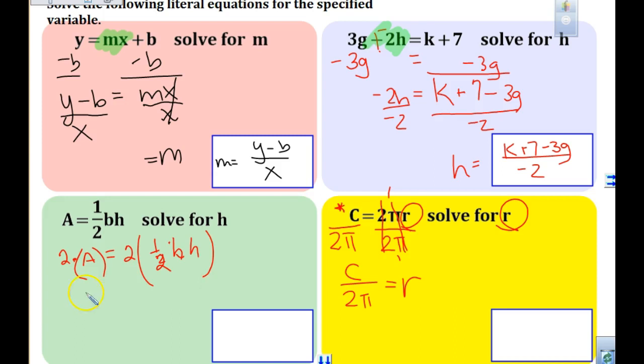2 times a, just leave me with 2 times capital A. 2 times 1/2, that's just going to be our 1, right? So we're left with b times h. Base times height, right, equals 2a. But we want to find only the h. Jeremy, what do you think I'm going to do? Divide both sides by b, right? So I have b times h, so I am now simply going to divide both sides by b. And my answer for h equals 2 times capital A divided by b.